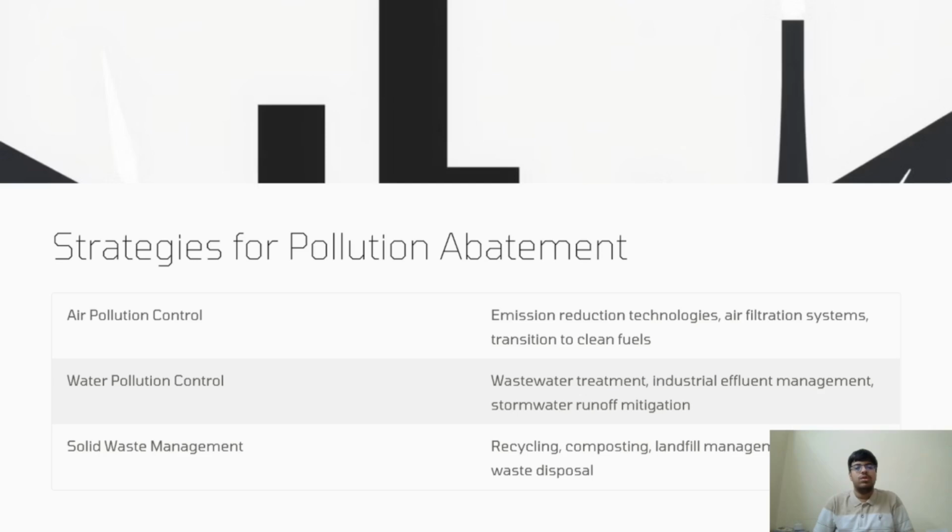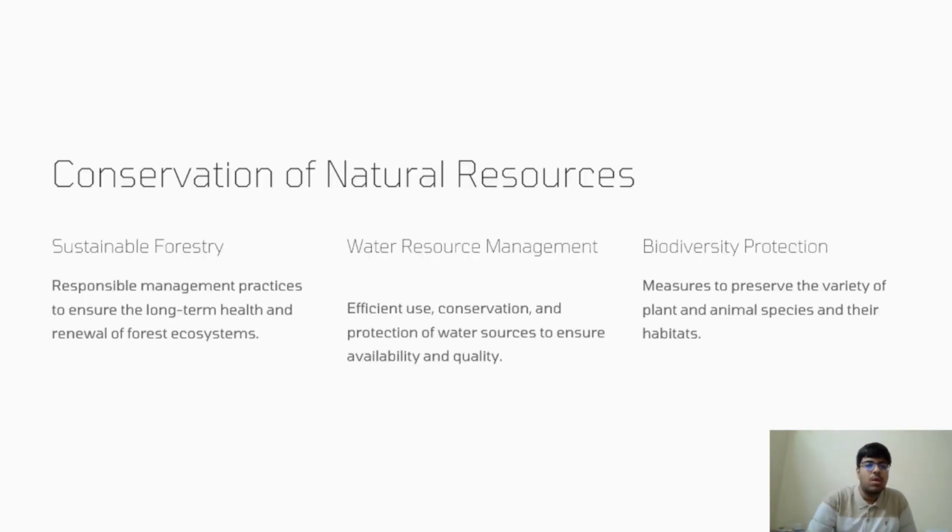Next one, for water pollution control, we need to have more wastewater treatment plants. Then there is industrial effluent management, which should be carried out especially by industries. Then we have to start with storm water runoff mitigation. Next we'll see some about solid waste management. Here recycling and composting, landfills, along with hazardous waste disposal in a safe manner. And these were some of the strategies we have discussed.